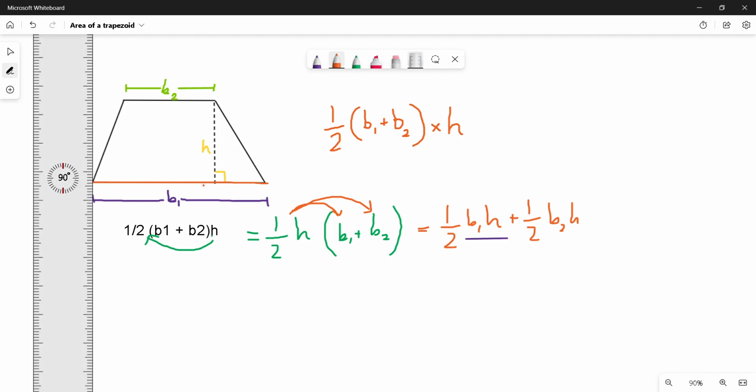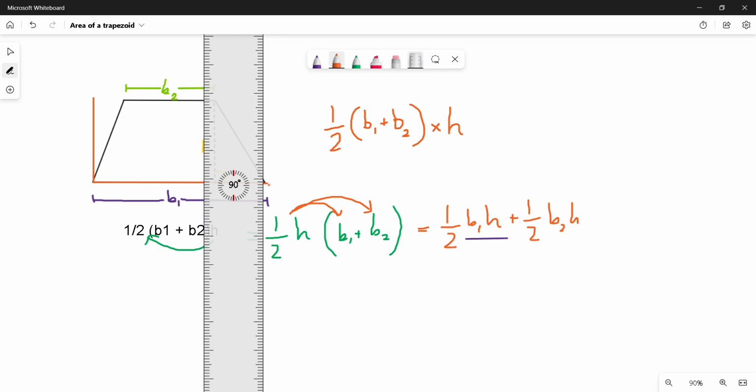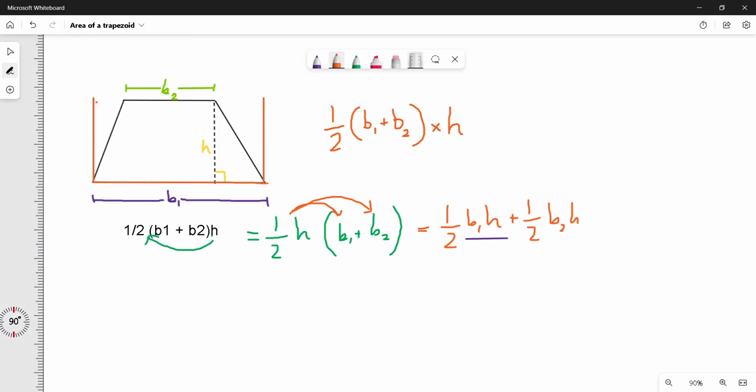So this is the b1 multiplied by the height on this side, and let's draw the same on this side. And this is what that rectangle looks like. This orange figure over here is what the rectangle looks like. Its base is b1 and its height is h. And now we have a rectangle whose area is base 1 times the height of the trapezoid.